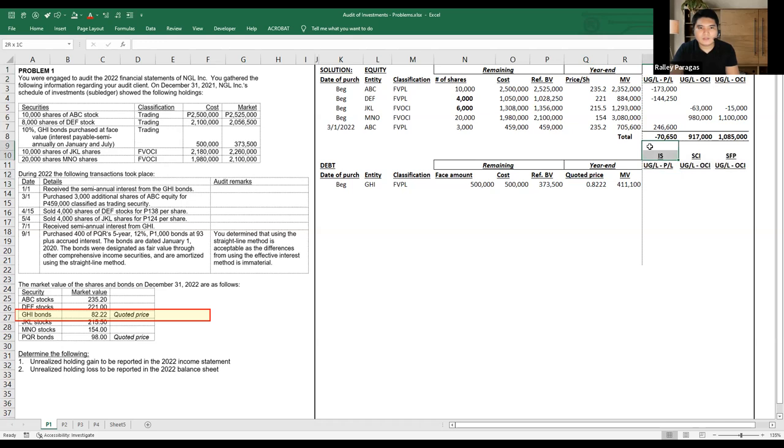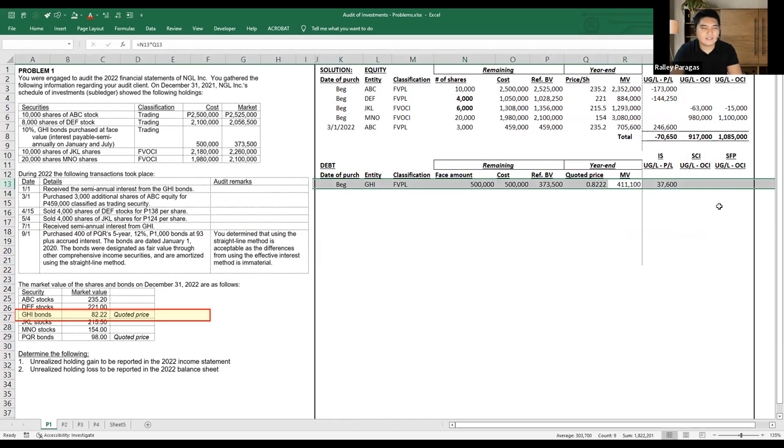So, pag trading yan, same drill with trading, FVPL classification above. Para makuha mo yung income statement unrealized gains and losses mo, kunin mo yung market value less your previous reference book value. So makukuha mo dyan is 37,600 pesos. Okay, that's basically it for GHI.